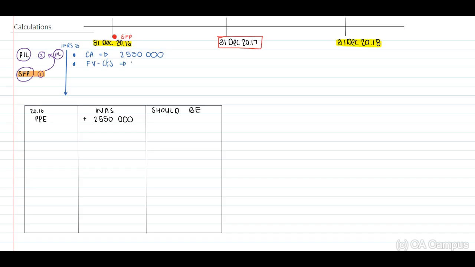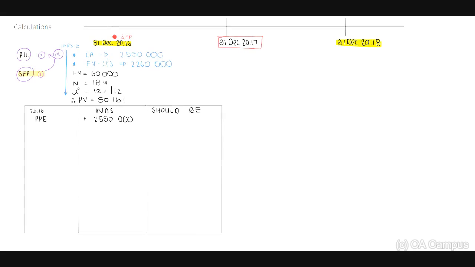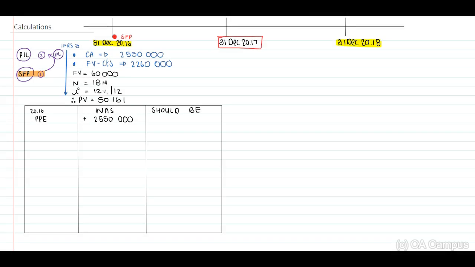Now, we know our fair value, 2260,000, and we have a future value of 60,000. Our period is 18 months. My interest rate, 12%. But guys, remember, I have a shop. Therefore, my interest and my period should both be in months. And therefore, I have a present value, 50,161. We need to deduct this.